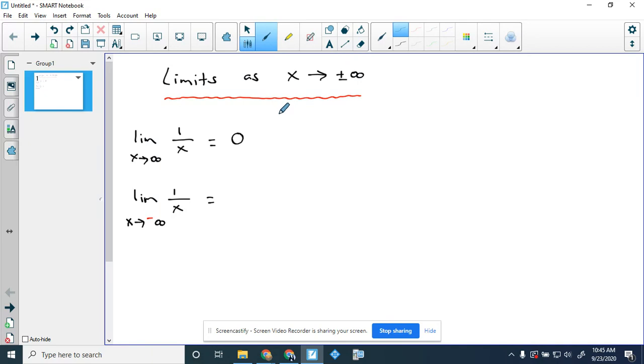Now, why would that make sense that the answer is 0? Well, if x is getting larger and larger and larger, then you're going to keep dividing by a larger and larger number. So 1 over 10, 1 over 100, 1 over 1,000, 1 over 10,000, and so on and so forth. That's going to annihilate the top, right? That's going to drive this whole expression to 0.